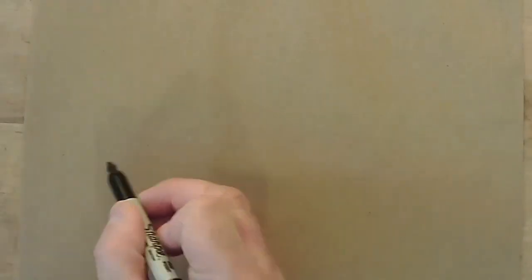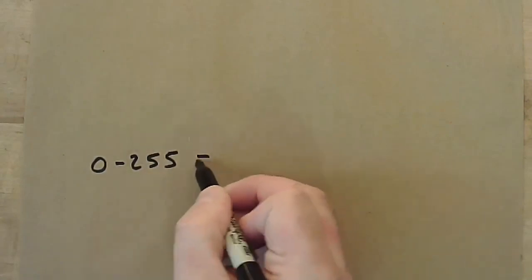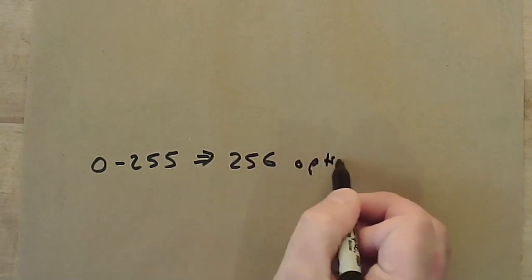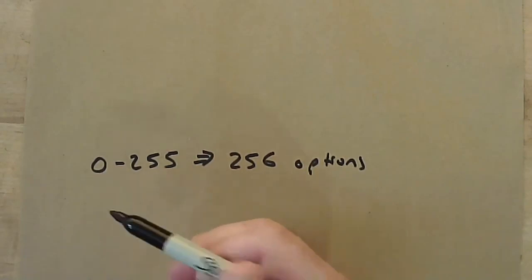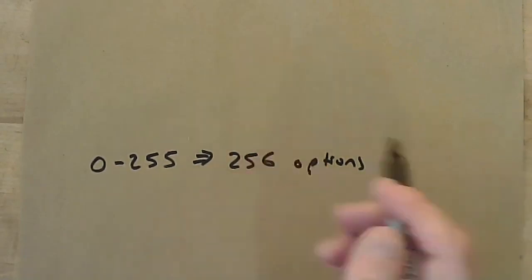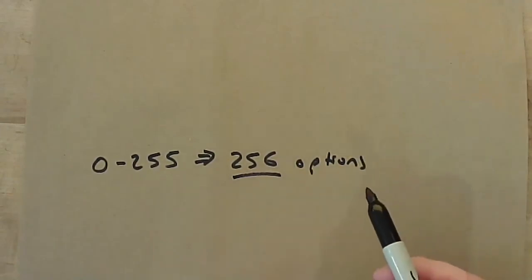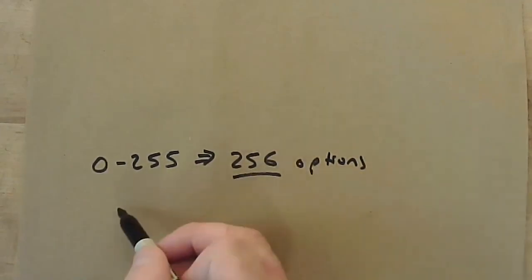All right. So first of all, let's look at the range of 0 through 255. This means that there are 256 options. We have 1 through 255 and then 0. So 256 options in there. This number is important because we might recognize this number. It's a power of 2, right?